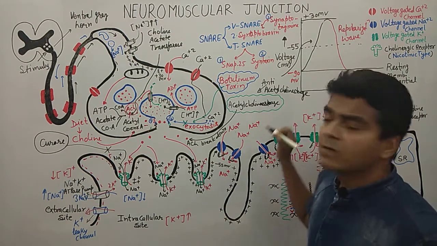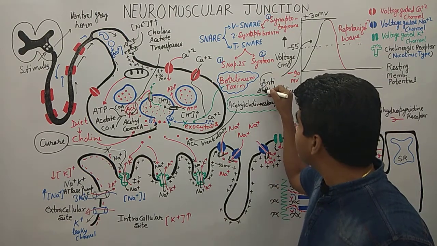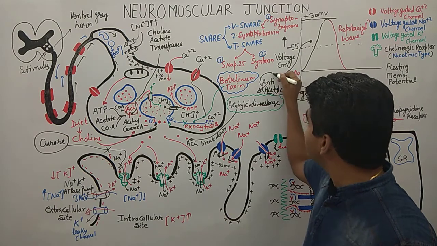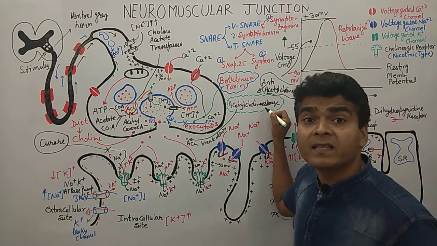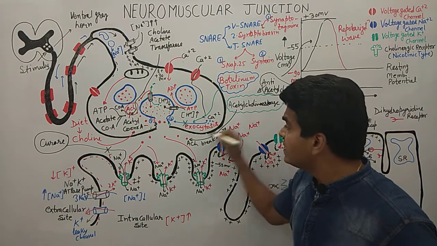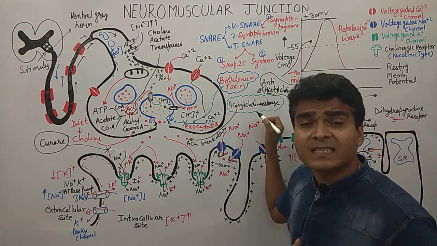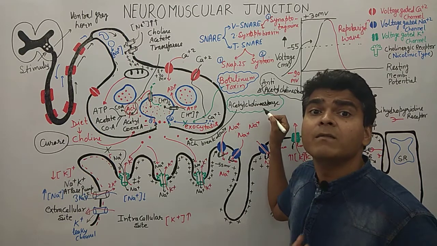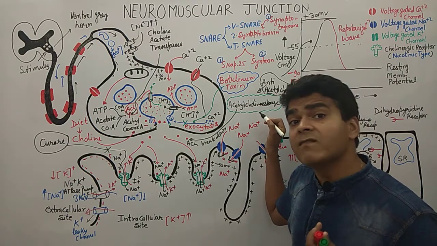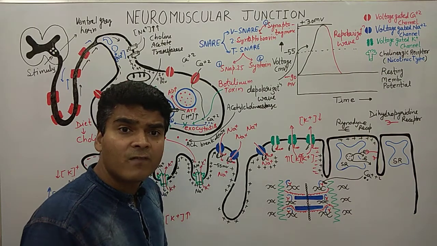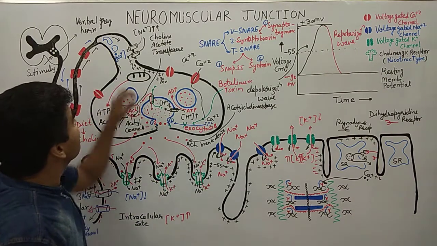Anti-acetylcholinesterase compounds inhibit acetylcholinesterase and make acetylcholine more available. Such compounds are useful in myasthenia gravis. We'll discuss these points in the pharmacology section. Clear? So just a quick recap of all of these, what happened here?